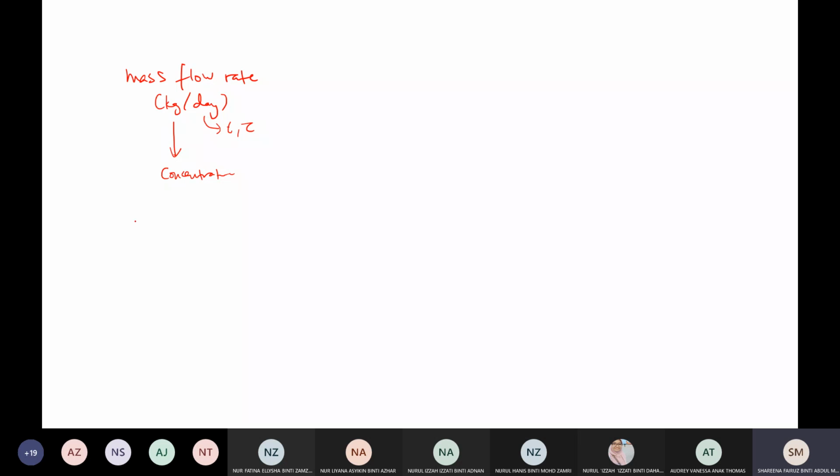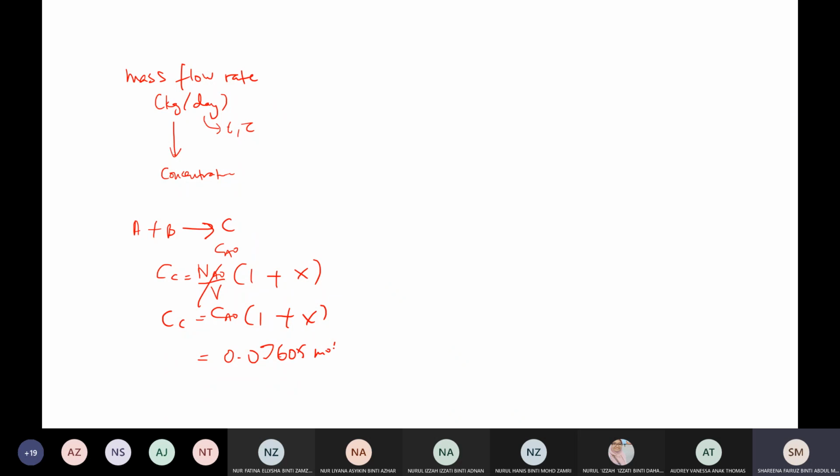Alright, so say we have A plus B equals C. C is the product we want. So what is C? If this is batch, C is equal to N naught V times 1 plus X. From here we can take this as Cn naught. So with the Cn naught we got earlier, we substitute the value in order to get Cc. In what I got earlier, it is around 0.07605 mole per liter. So this would be the Cc.